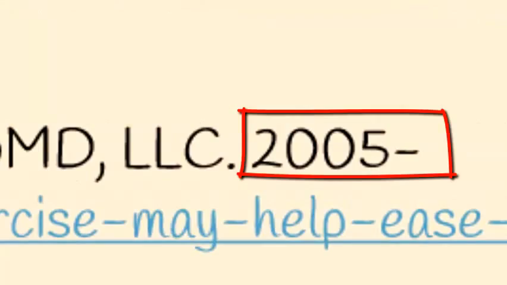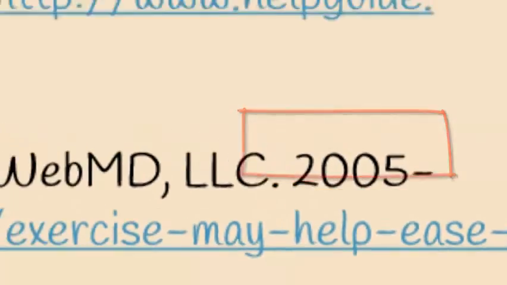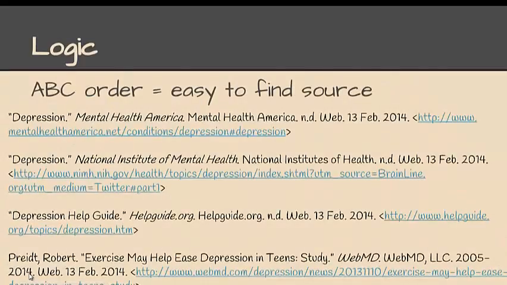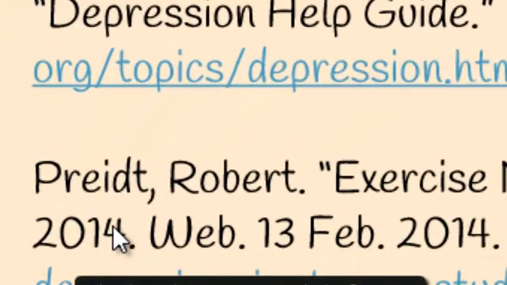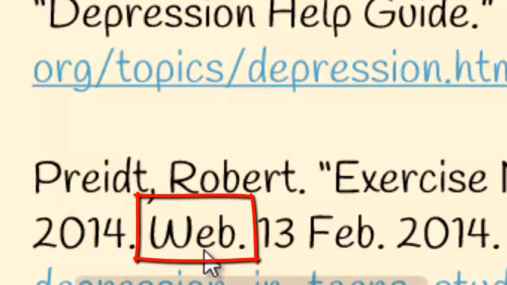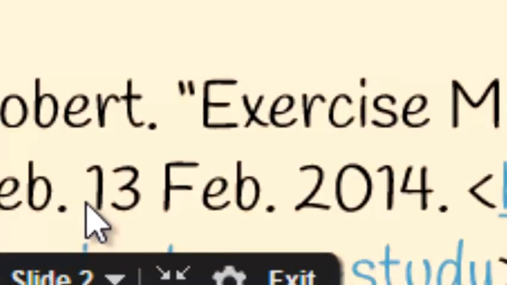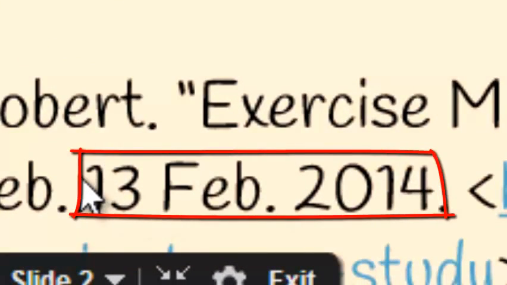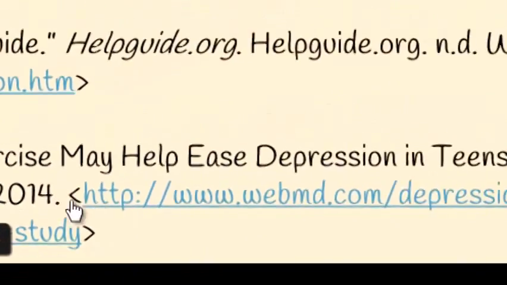Our publication date, sometimes it's an actual date with a month and a day. Sometimes it's just one year. Other times it's a series of years like we have here, 2005 to 2014. And then we have whether it's a web or a print source, and we have a web source, obviously. And this date here is your date of access, the date that you actually went to the site. So when I went to the site and created this works cited entry, it was February 13th, 2014. So that's my date of access.